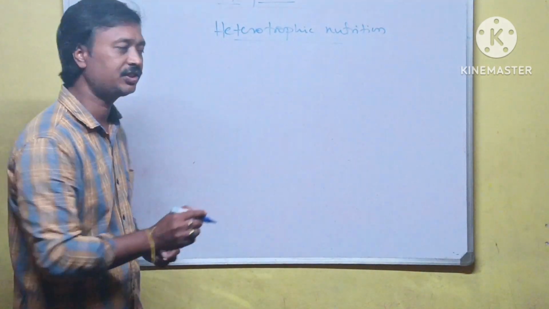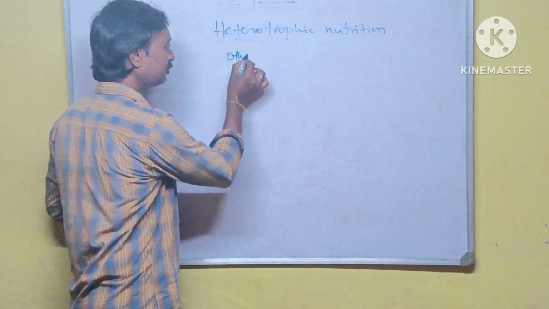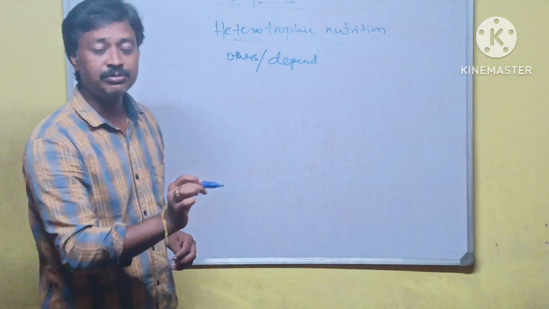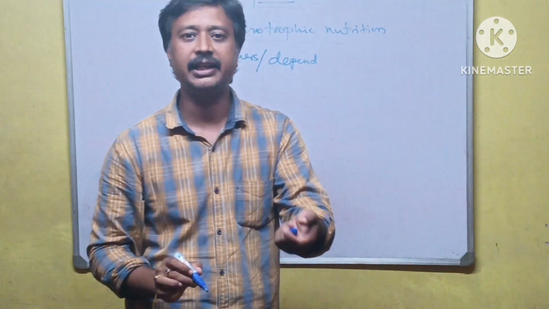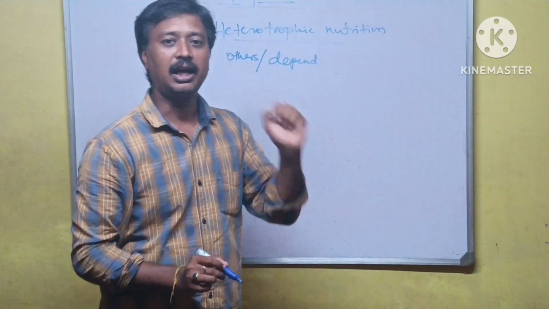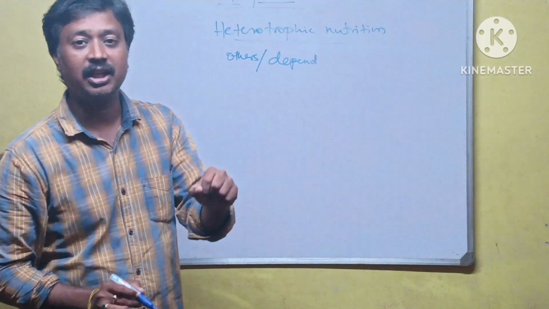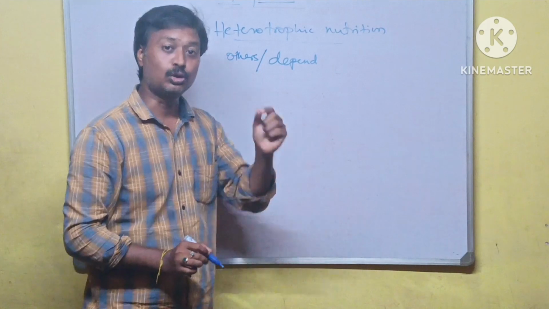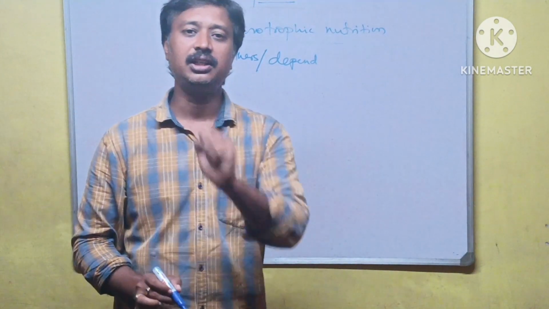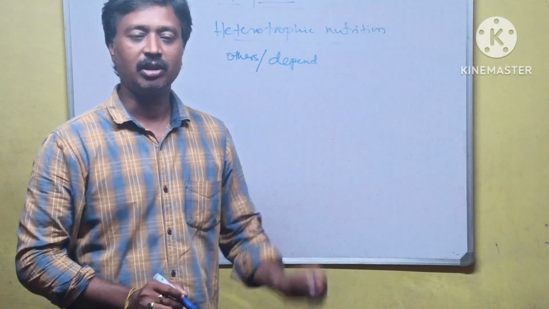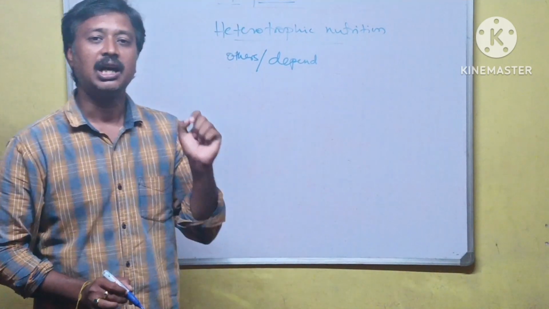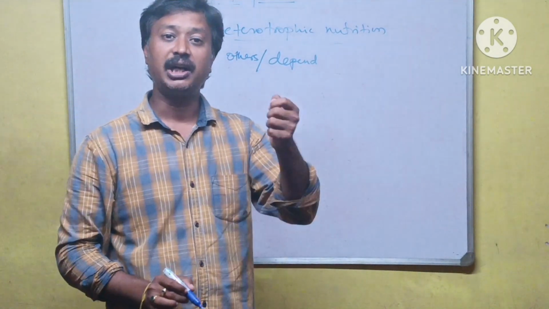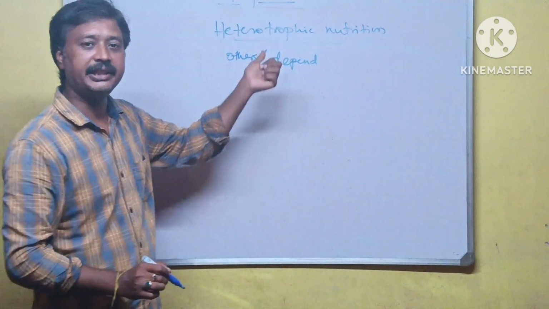You know, hetero means others or depends. Organisms which depend on other organisms for their food are called heterotrophs. Such a nutrition is called heterotrophic nutrition. The mode of nutrition in which an organism depends on other organisms for its food is called heterotrophic nutrition.